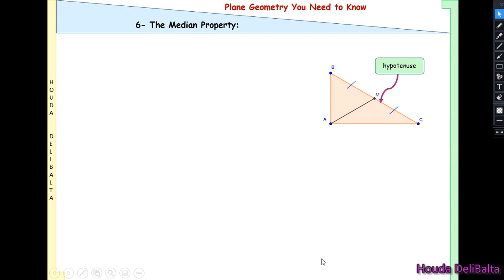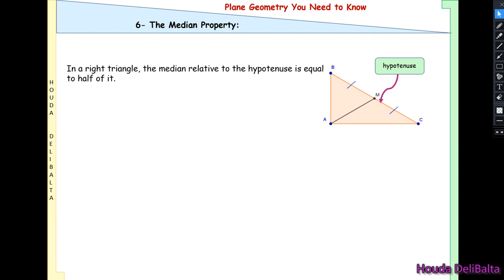The median property in a right triangle. So let's start with the right triangle. In a right triangle, as you see here, it's right at A. The median relative to the hypotenuse, here it is AM. So AM is the midpoint of BC, which is the hypotenuse, and the median is equal to half of it. That's the property of the median relative to the hypotenuse in a right triangle.